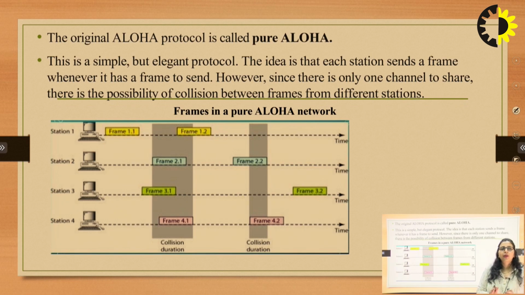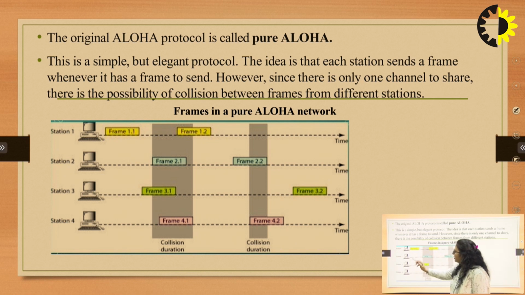Pure Aloha, or the Aloha, they are both the same. This is the simplest and most elegant protocol. The idea is that each station sends a frame when it has a frame to send. However, since there is only one channel to share, there is a possibility of collision between frames from different stations. Here are 4 stations and everyone is sending frames. No one is controlling them.